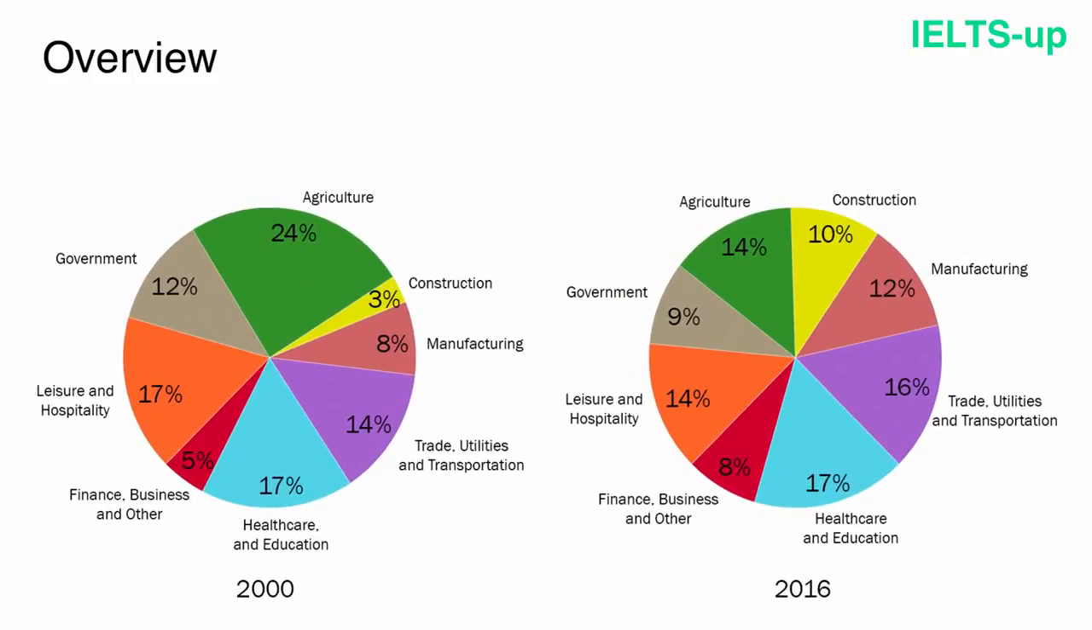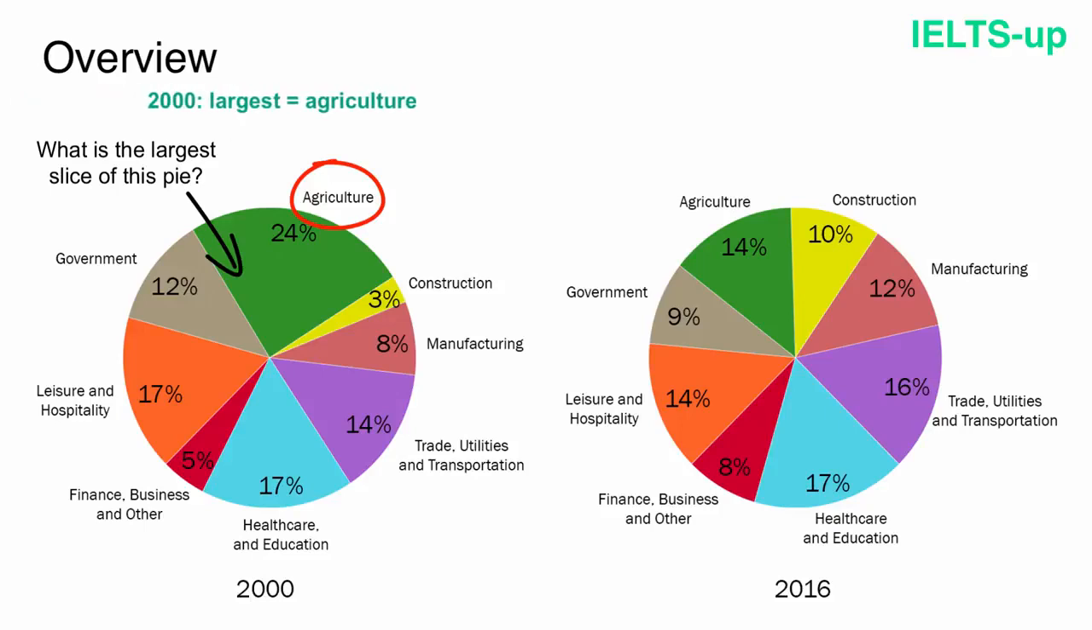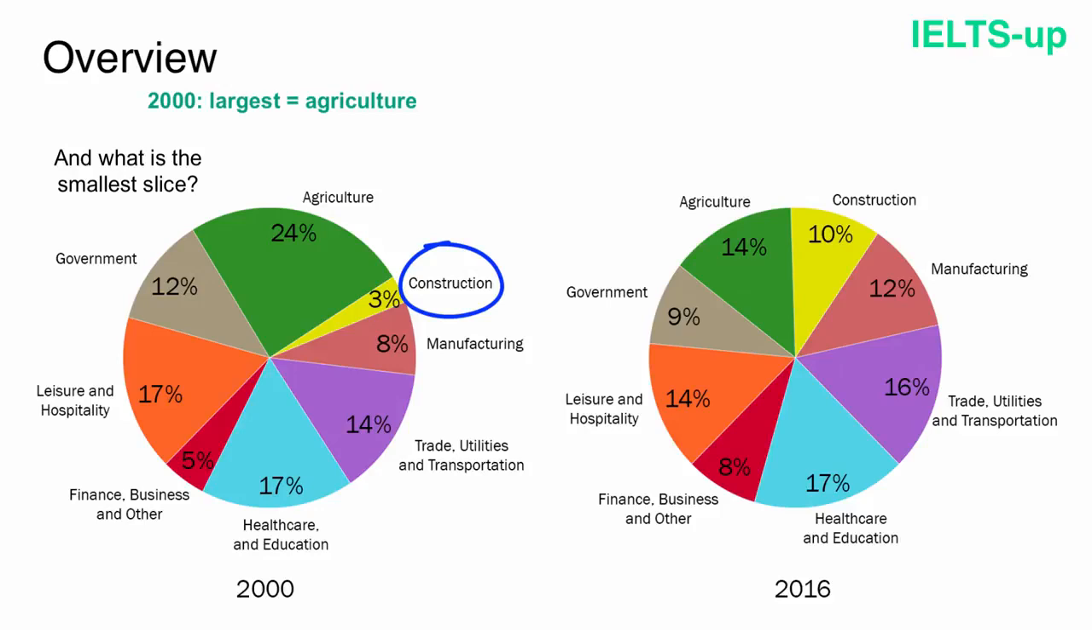Now let's look at each pie chart and find the key features. Our first pie chart depicts year 2000. What is the largest slice of this pie? Well, clearly it's agriculture. This means that agriculture was the biggest part of Turkey's economy in the year 2000. And what is the smallest slice? It is construction, only 3%. Any other segment of our pie chart is bigger than the construction.